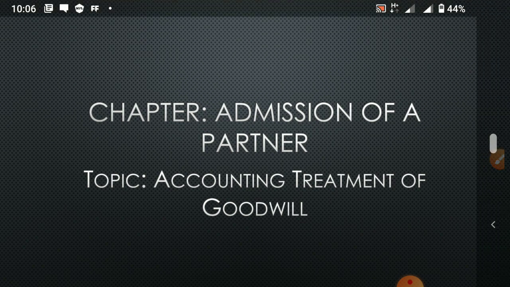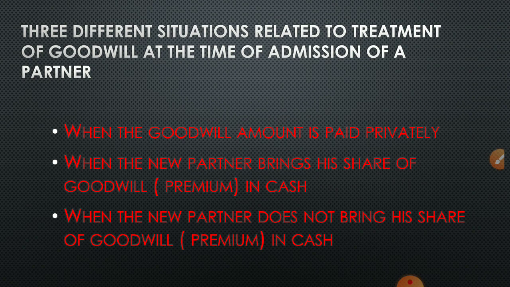Here we first discuss the different treatments or different situations related to the treatment of goodwill at the time of admission of a partner. Mainly three situations are there. First one is when the goodwill amount is paid privately. Second case, when the new partner brings his share of goodwill, that is called premium in cash. Whenever the new partner brings his share of goodwill in cash, always remember, that is called premium for goodwill. So the word premium is used when the new partner brings the amount of goodwill in cash. Next, third case, when the new partner does not bring his share of goodwill premium in cash. So there are three cases.